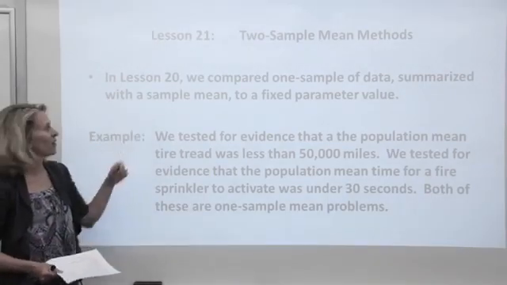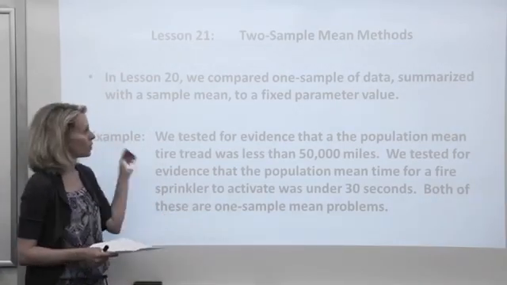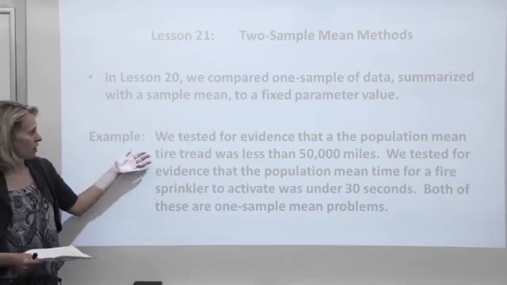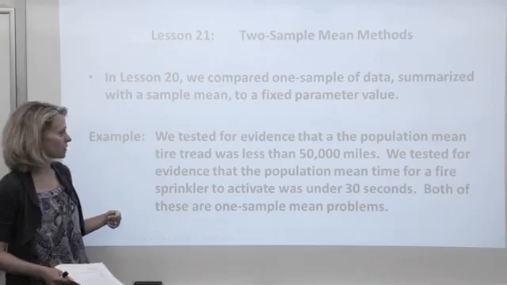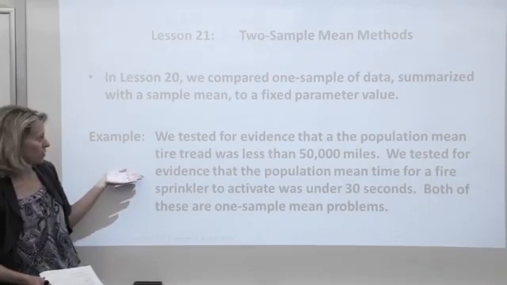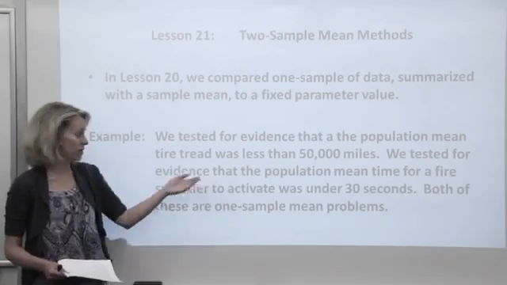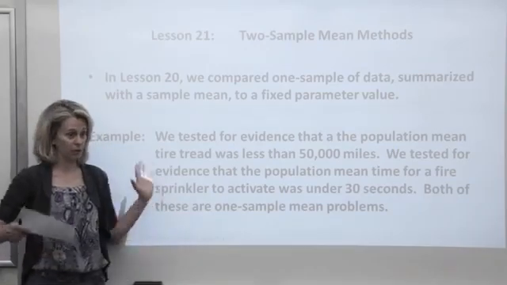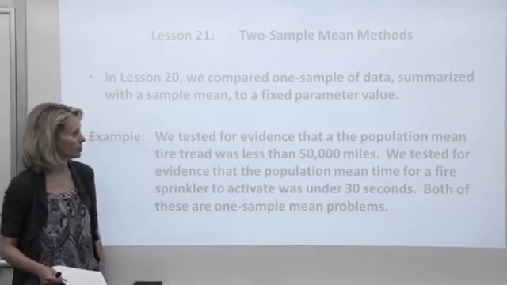So in lesson 20, we compared one sample of data, summarized with a sample mean, to a fixed parameter value. An example that we looked at was the tire tread example. We tested for evidence that the population mean tire tread was less than 50,000 miles. In the last example that you had with the fire sprinklers, we tested for evidence that the population mean time for a fire sprinkler to activate was under 30 seconds. Both of these were examples of one sample mean problems. We went out, we collected one sample, and we compared that sample data to our hypothesized population mean values.